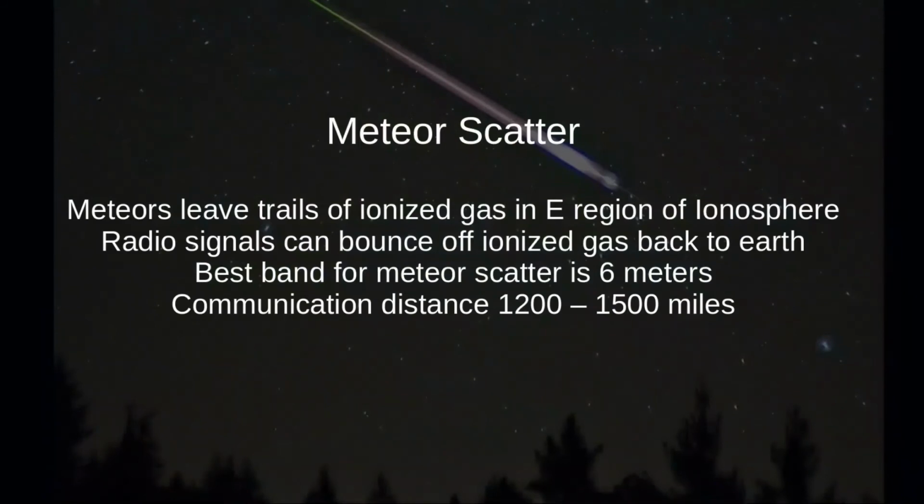Meteor scatter is actually another neat phenomenon. Meteors leave trails of ionized gas in the E region of the ionosphere when they enter the atmosphere. And you can actually bounce radio signals off this ionized gas back to Earth, and this is known as meteor scatter. The best band for meteor scatter is 6 meters. And you can reach communication distances of anywhere from 1,200 to 1,500 miles.